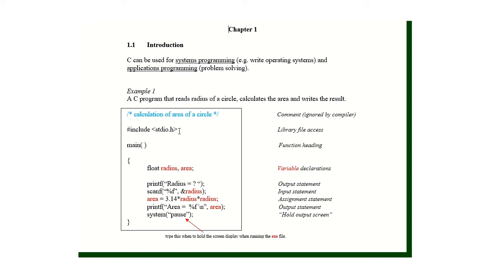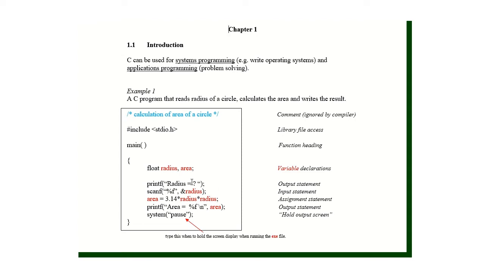Include stdio.h. This is where we import all the C library files. Our program is always named main. This is the function heading. The C code is going to be in between these two curly brackets. In this example, we have radius and area. These are our variables, floating point variables.